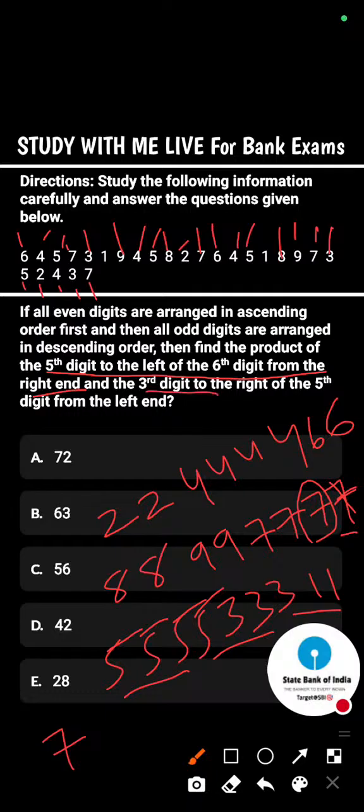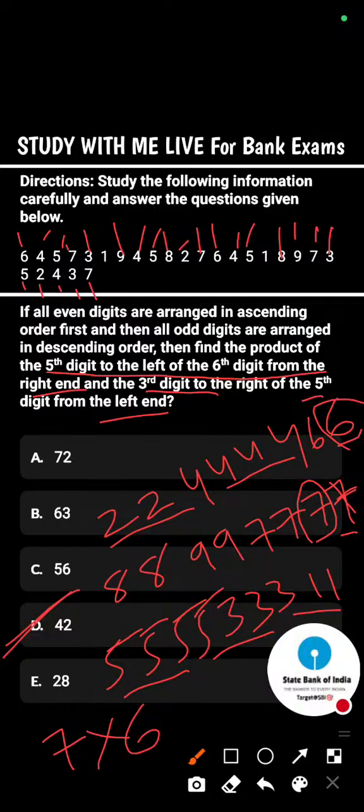And third digit to the right of fifth digit from the left. 5 plus 3, 8th. So 3, 3, this is 8. 7 6 times. 42 is our answer. Option D is our answer.